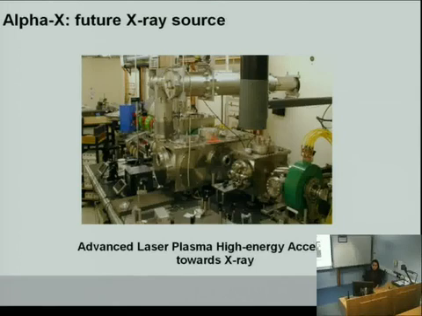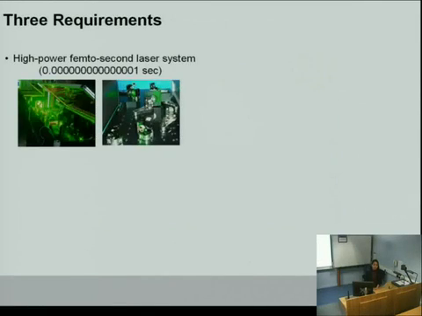This may seem complicated to you, but actually you only need 3 requirements and 3 steps to have this system. So what do we need? First, we need a high power femtosecond laser system. So what do we mean by femtosecond laser? You only need to put 14 zeros before 1 second.